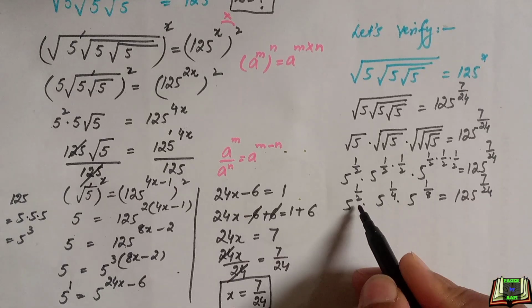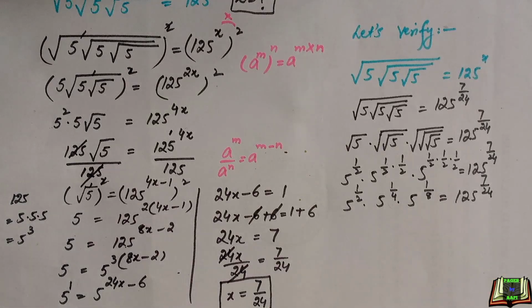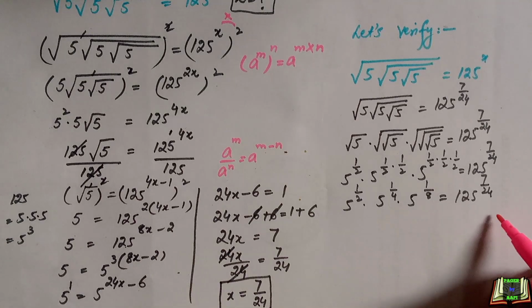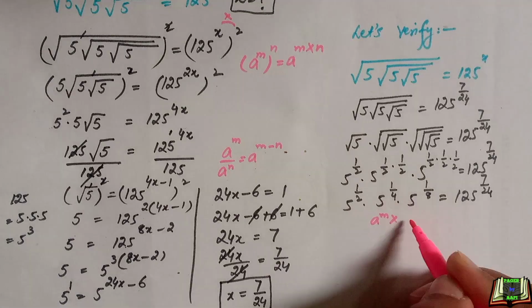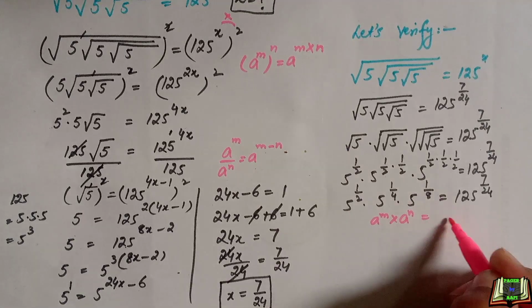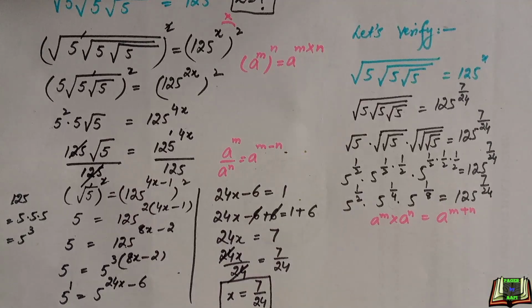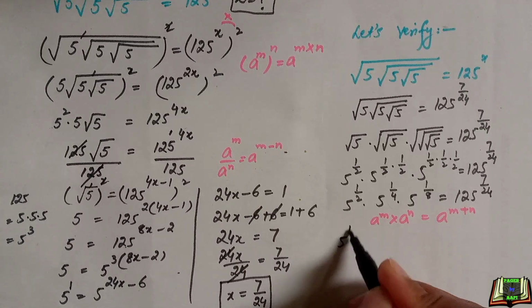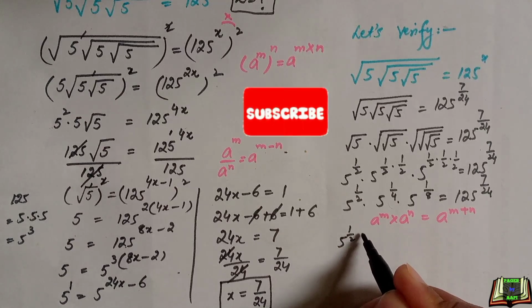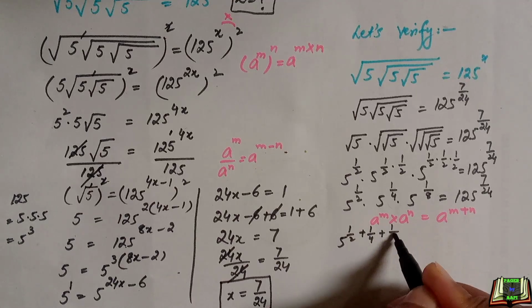As bases are same, so we are going to add the powers. We are going to use another law of exponent. That law of exponent says, if a raised to power m times a raised to power n, then we can add these powers, m plus n. So 5 raised to the power 1 over 2 plus 1 over 4 plus 1 over 8.